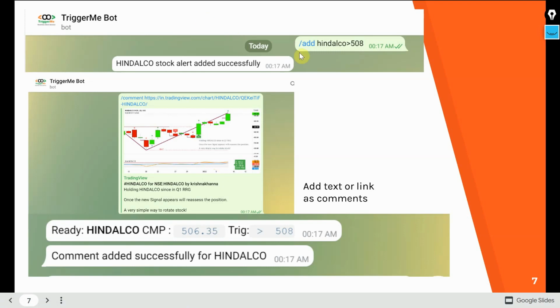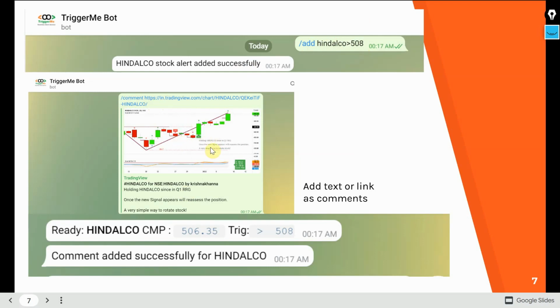So over here, you would write slash add. This is another way to add. Quick add is just quickly adding it. You can give some comments as well. So over here, for example, I have put add Hindalco greater than 508. Hindalco has been added. Later on, what happens? I have put the comment. If you see over here, I have put the comment with a link. Next time, this link will be triggered to me.